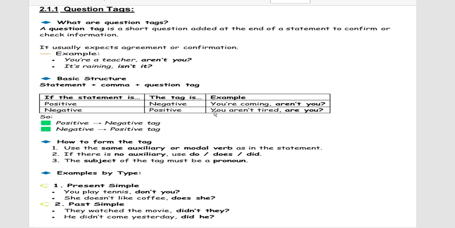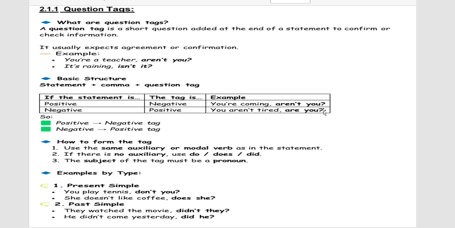In the next sentence, the statement is negative. Therefore, the question tag will be positive. We use not in only one of the two places, either in the main statement or the question tag. If it is not there in the main statement, that means the word not is going to be there in the question tag. Over here, it's already there in the statement: you are not tired. N apostrophe t has been used here, so this is a negative statement.